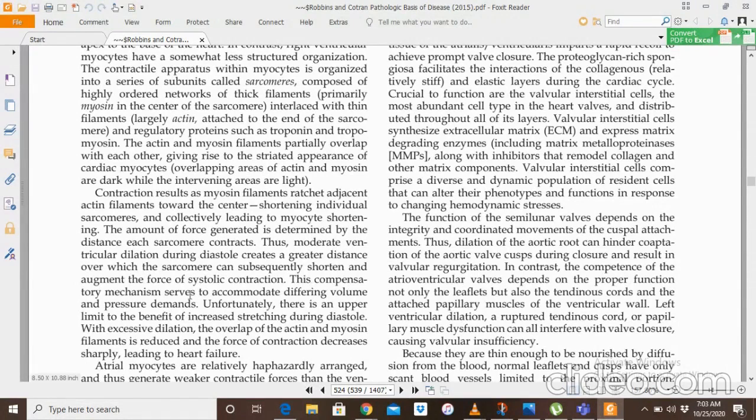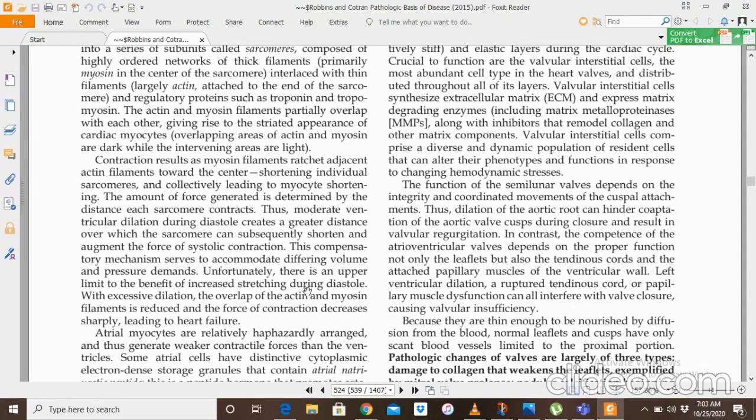This compensatory mechanism serves to accommodate differing volume and pressure demands. The greater the dilation during diastole of the myocardium, the greater will be the contraction during systole. This is the rule. Unfortunately, there is an upper limit to the benefit of increased stretching during diastole. With excessive dilation, the overlap of actin and myosin filaments is reduced and the force of contraction decreases sharply, leading to heart failure.